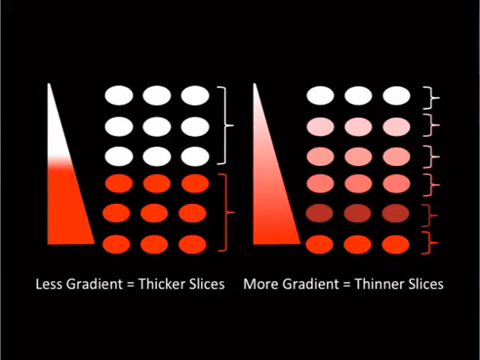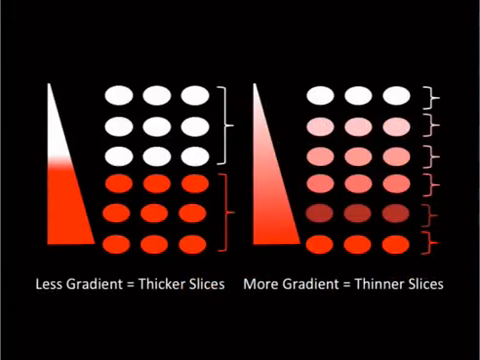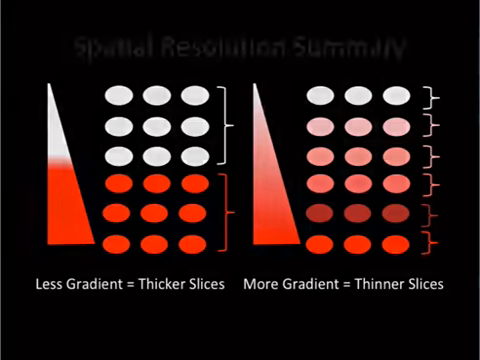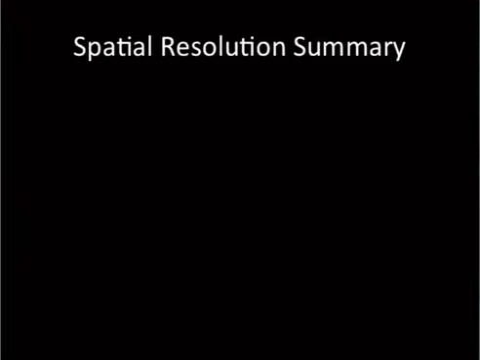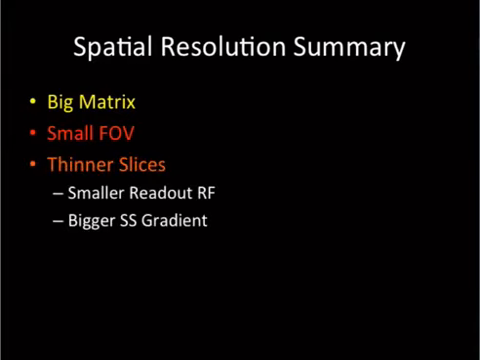Remember that slice thickness is also a player in voxel size. Going back to what makes thin and thick slices, less gradient is going to equal a thicker slice, and a larger transmit RF pulse is going to equal a thicker slice. So here's a summary: more matrix, less field of view, and thinner slices with a smaller readout or a bigger slice select gradient is going to improve your spatial resolution.